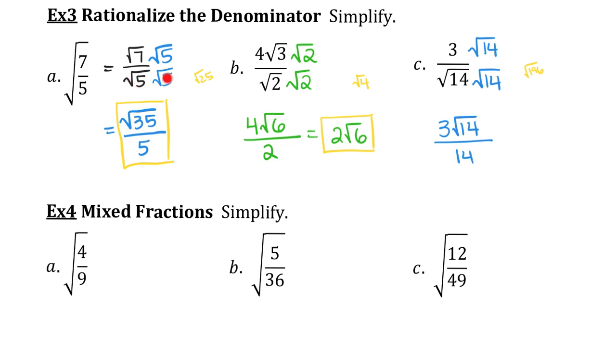If I do root 5 times root 5, I get 5. If I do root 2 times root 2, I get 2. If I do root 14 times root 14, I'm going to get 14. I don't have to do the middle step. Even though this looks like a worse answer, it's a better answer because the denominator is no longer irrational and nothing else in here simplifies.